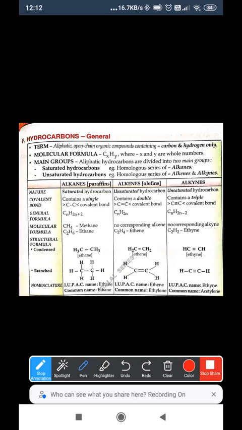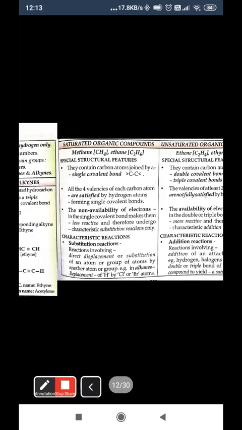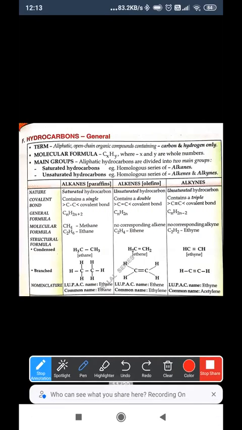Now hydrocarbons, the aliphatic hydrocarbons, are further classified or divided into two types: saturated hydrocarbon and unsaturated hydrocarbon. We will discuss later what is saturated and what is unsaturated. First let me talk about hydrocarbons. Aliphatic hydrocarbons are given in your syllabus, so we have to discuss only those. Aliphatic hydrocarbons are further classified into three types: alkane, alkene and alkyne.